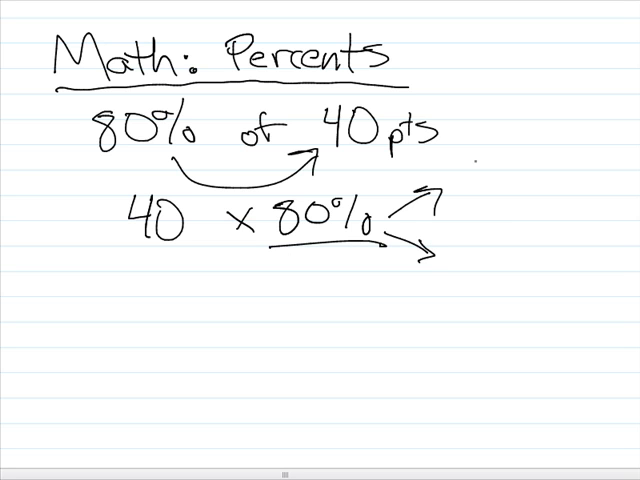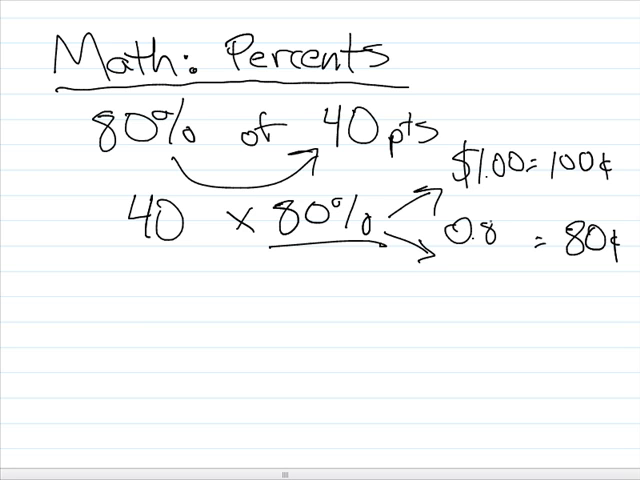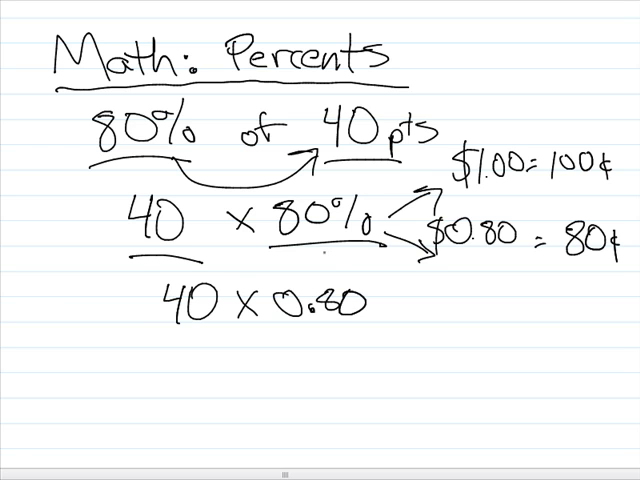I like to compare it to dollars. If you had $1, that would equal 100 cents. So if you had 80 cents, that would equal $0.80. And percents work the same way. So when you want 80% of 40, you could say, I want to times 40 by 80%. Or another way to say that is I want to times 40 by 0.80. That's changing it into a number from percent.